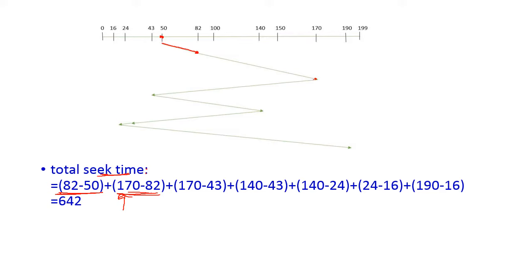After that from 170 the read write head should move to 43. Okay, the movement is 170 minus 43. After that 43 to 140, so 140 minus 43. Now 140 to 24 the read write head should move, isn't it? So 140 minus 24, after that 24 minus 16, then 16 to 190, so 190 minus 16. So the total movement is 642. The total read write movement is 642, so the seek time is 642.